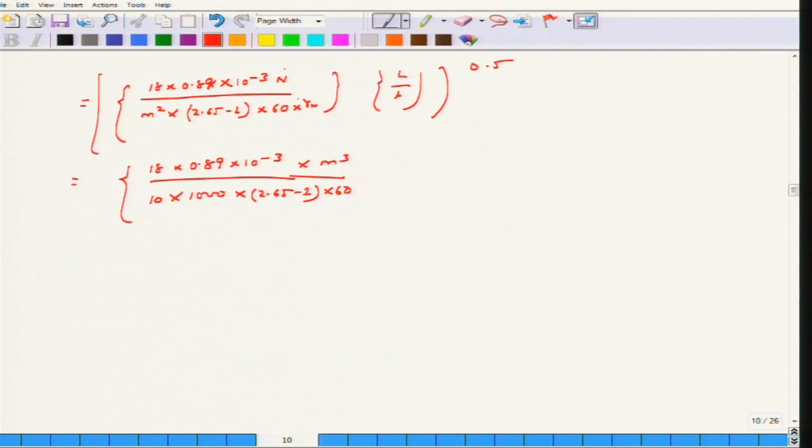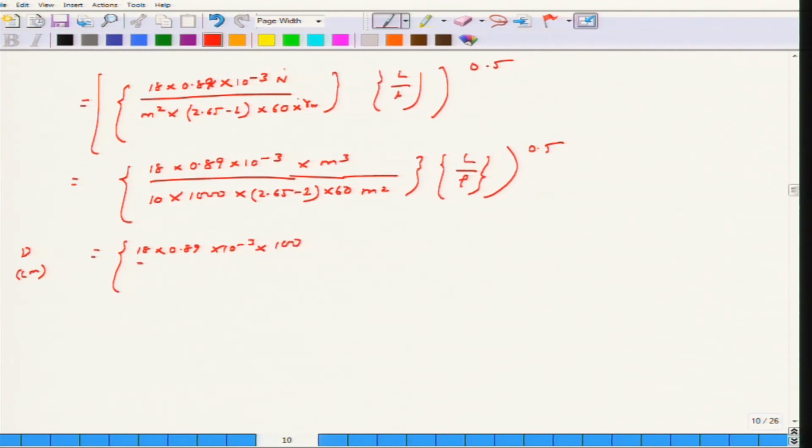At the top there is meter cube because it is kilonewton per meter cube, and here there is meter square, L by T, to the power 0.5. 18 into 0.89 into 10 to the power minus 3. Now, this meter has to be converted in centimeter because we all know that the diameter that is going to be present is to be in centimeter. So, that is why we multiply 100 here, 10 into 1000 into 2.65 minus 1 into 60, L by T to the power of 0.5.